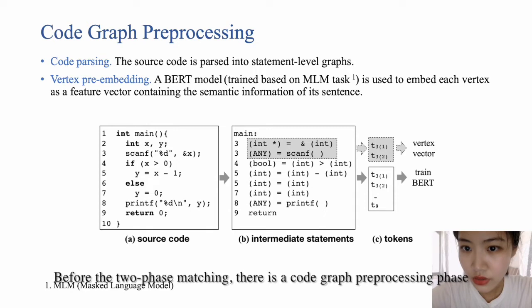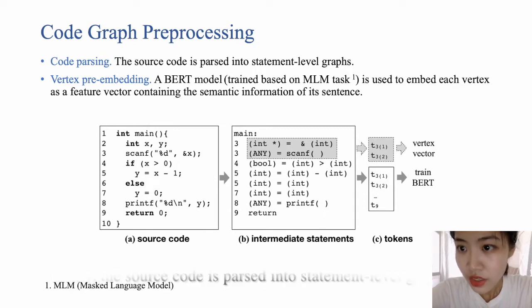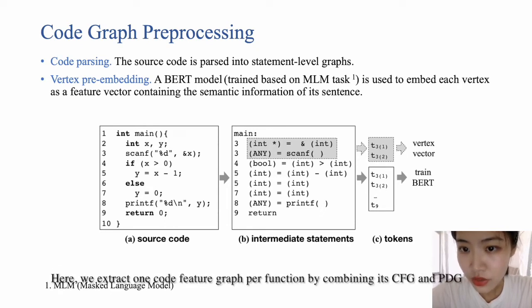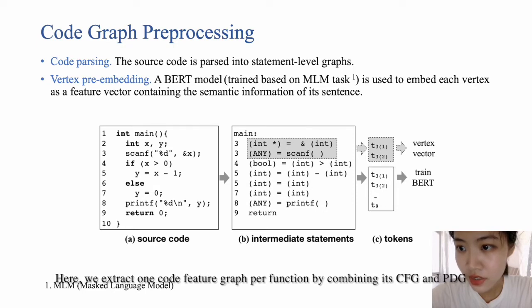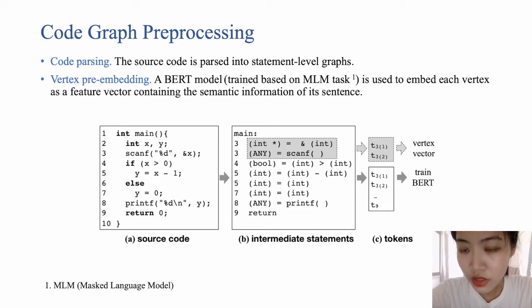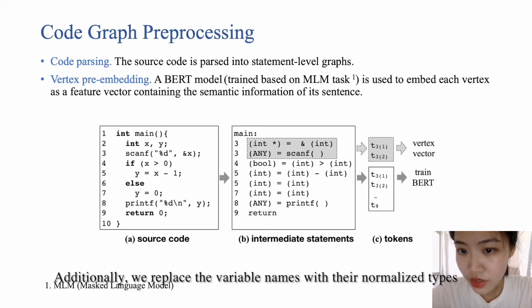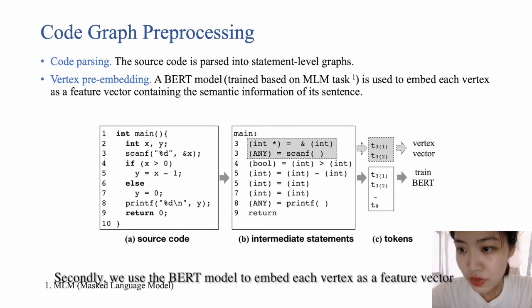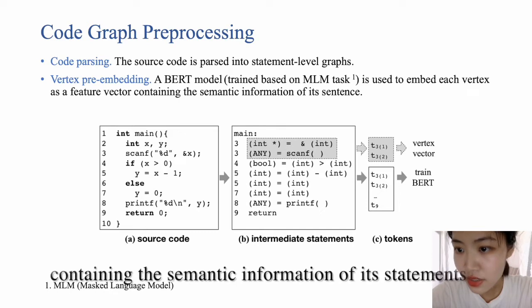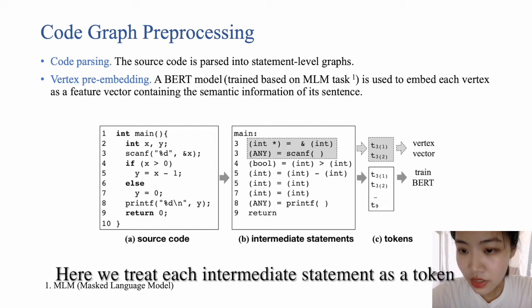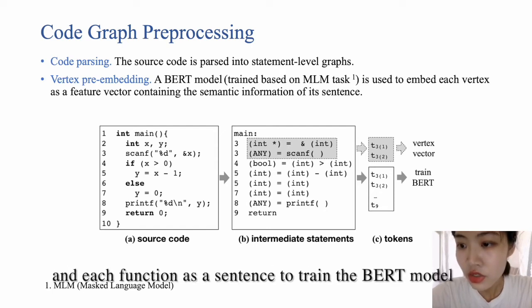There is a code graph preprocessing phase. Firstly, the source code is parsed into statement-level graphs. Here, we extract one code feature graph per function by combining its CFG and PBG. Each vertex contains the intermediate statements corresponding to one source code statement. Additionally, we replace the variable names with their normalized types. Secondly, we use the BERT model to embed each vertex as a feature vector containing the semantic information of its statements. Here, we treat each intermediate statement as a token and each function as a sentence to train the BERT model.